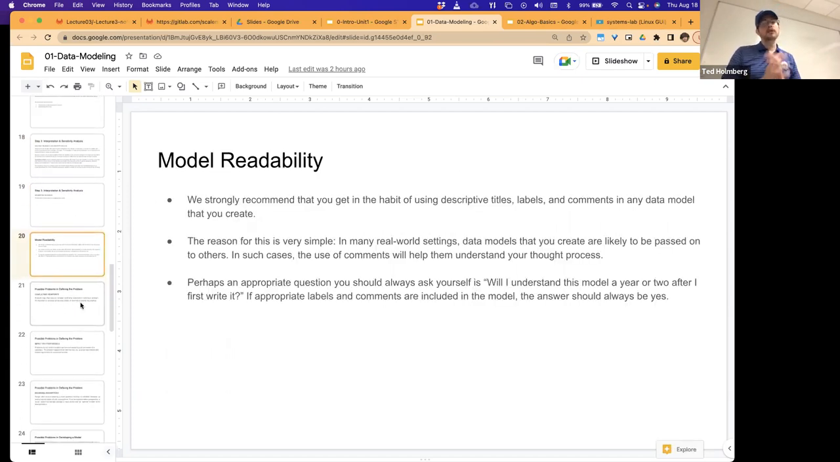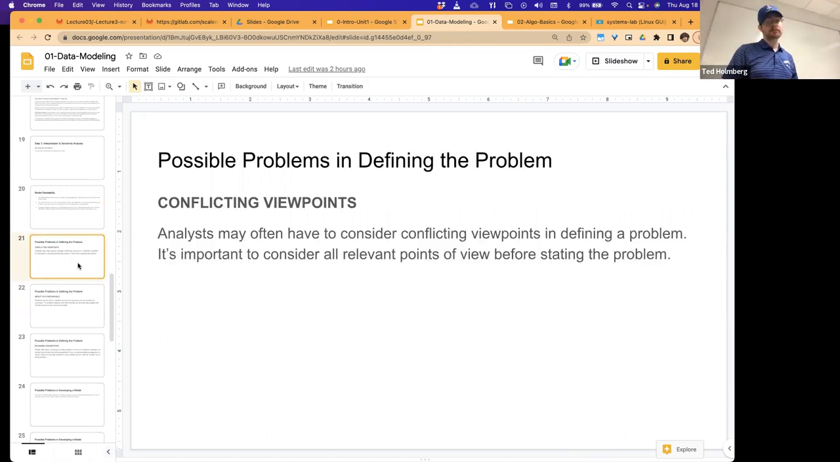It's also important that your model is readable. We strongly recommend that you get in the habit of using descriptive titles, labels, and comments in any data model you create. So this means while we're authoring our code, or if you're building a recipe, you just don't use random variables like X and Y. Be very descriptive as to the labels or things that each thing's supposed to represent. So when you go back to read your algorithms or your models in the future, you understand what you intended.